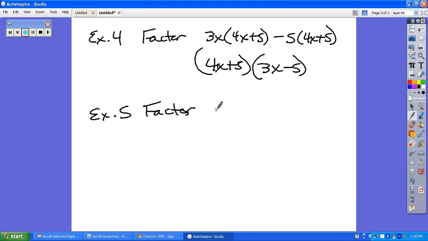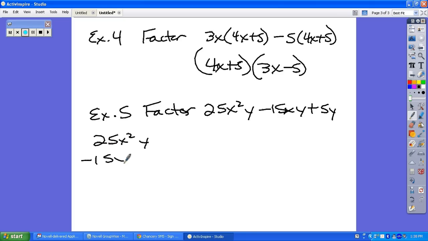All right, and then example 5, we're going to factor again. And this one I like just because it has 3 terms, but you can still factor out a common term. So don't think it's just limited to having 2 terms. All right, so we're going to have 25x squared y, negative 15xy, and then 5y.